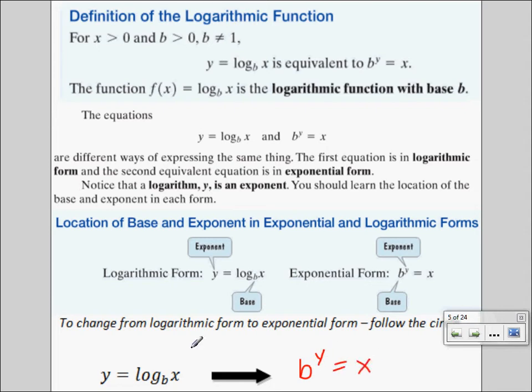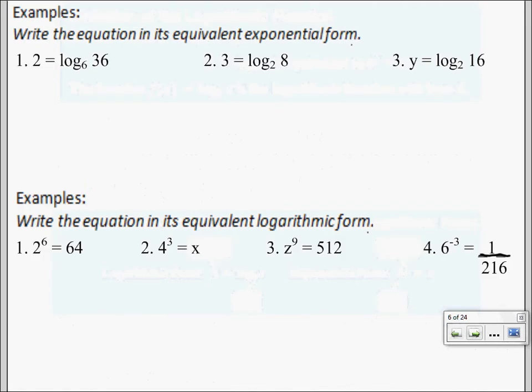So essentially what happens is that b moves in this direction, and the equals becomes the x. And this is the exponent that moves.